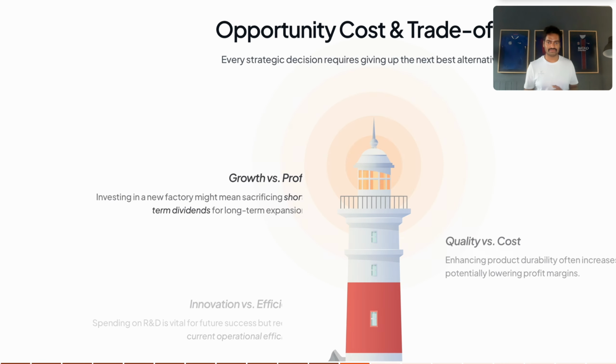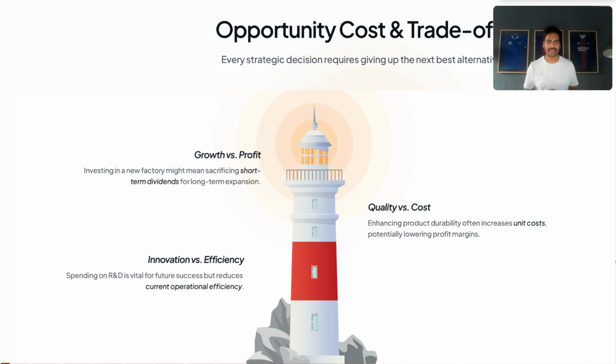Every decision has a cost, not just the money you spend, but the value of the next best alternative you give up. That's opportunity cost. Imagine you have £1 million. You can either invest it in a new factory or spend it on a marketing campaign for your existing factory. If you choose the factory, the opportunity cost is the extra sales you could have made from the campaign, and vice versa. Trade-offs are everywhere.